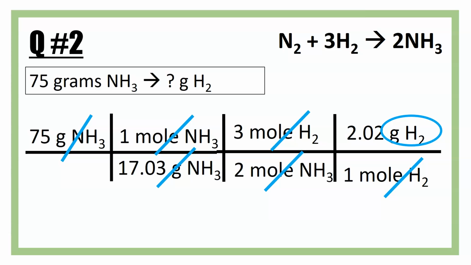So punch all of that in your calculator. Be careful with parentheses, order of operation, right? And we get about 13.34 grams of hydrogen. If I have 75 grams of NH3 that I made, I had to have started with 13.34 grams of hydrogen gas in order to make that reaction happen.